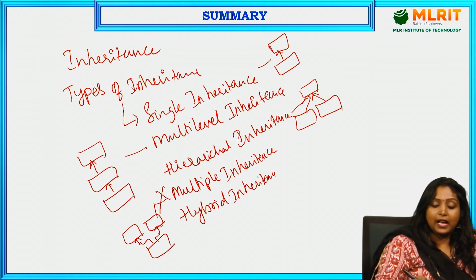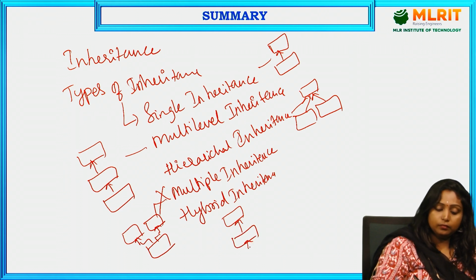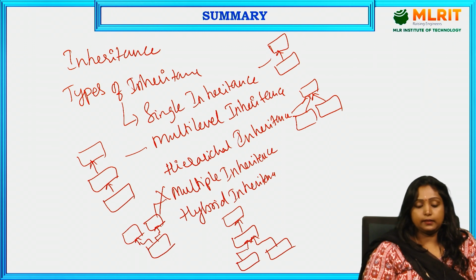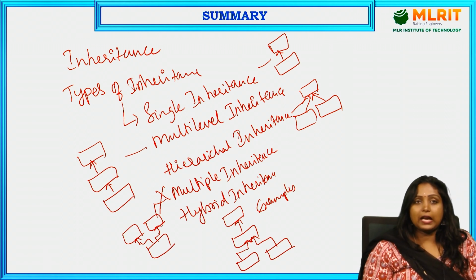Okay. What is hybrid inheritance? Combination of two or more inheritances is known as hybrid inheritance. And we have seen example programs of this. So, this is what we have seen in today's session.